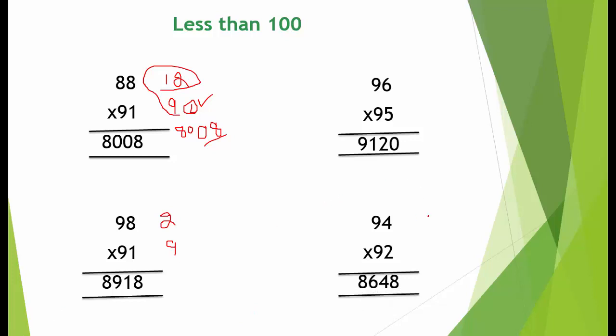First of all, write the difference, that is 6, and the difference here will be 8. 8 6s are 48, and 94 minus 8, that is 86. So 8648 will be the answer.